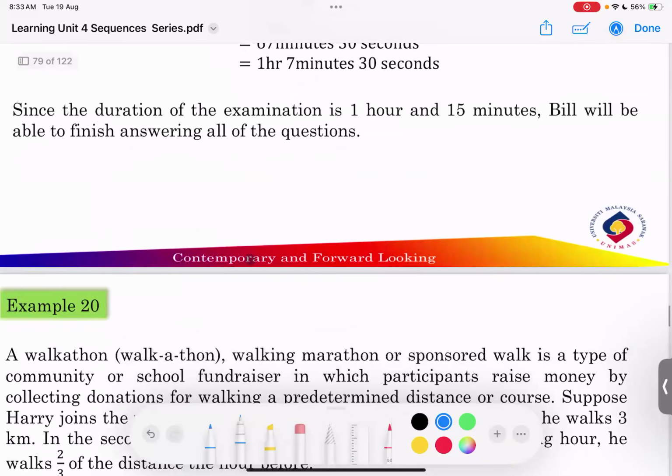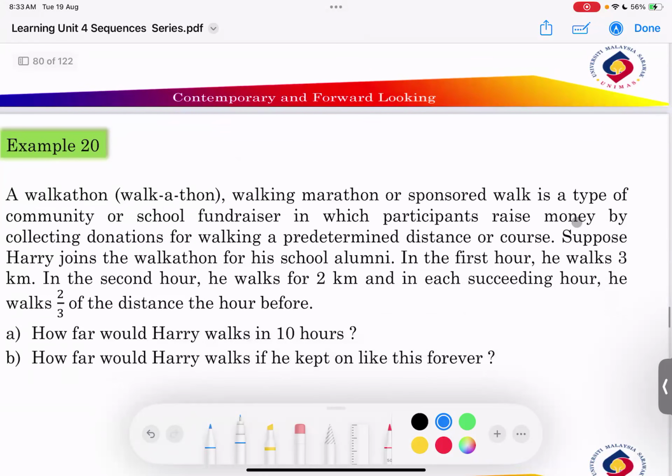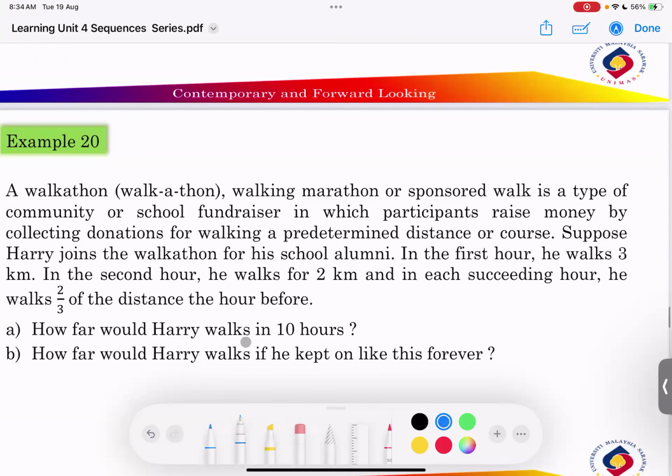We move forward to example 20. A walkathon, walking marathon, or sponsored walk is a type of community or school fundraiser in which participants raise money by collecting donations for walking a predetermined distance or course. Suppose Harry joins the walkathon for his school alumni. In the first hour, he walked 3 kilometers. In the second hour, he walked 2 kilometers. In each succeeding hour, he walked 2/3 of the distance of the hour before. How far would Harry walk in 10 hours?